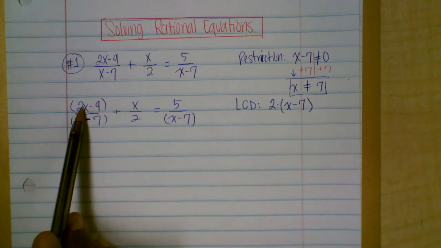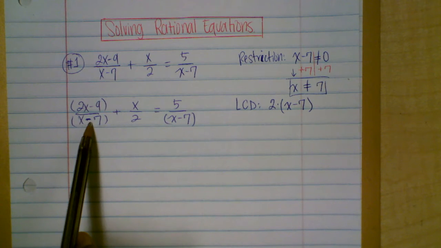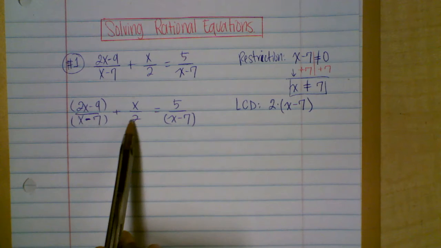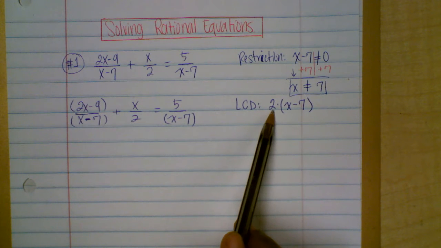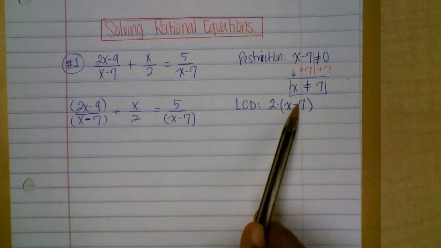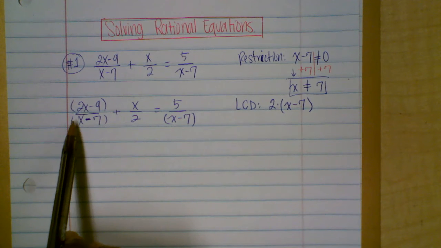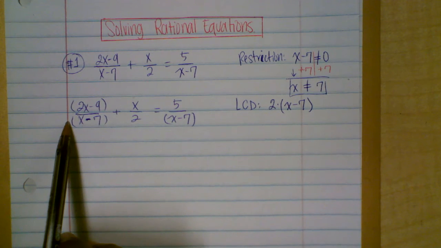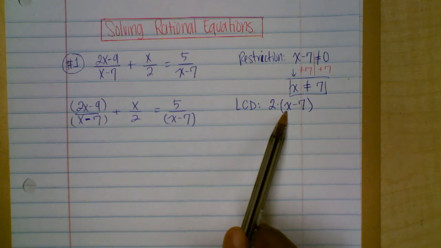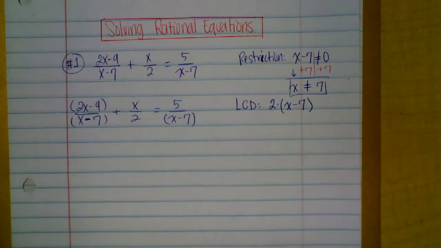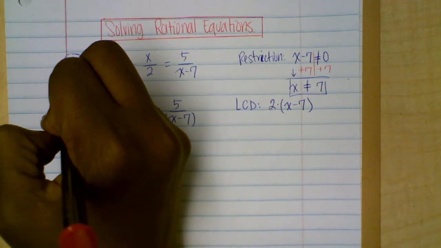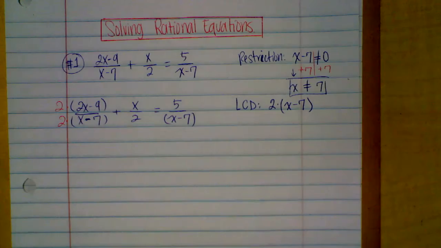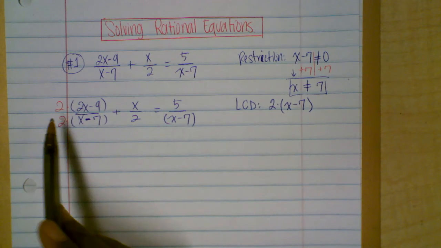Since the numerator and denominator are made of two terms, I use parentheses. Now I want each denominator to be 2 times x minus 7. The first denominator is just the factor x minus 7. So what do I have to do to end up with the denominator of 2 times x minus 7? You multiply by 2. Whatever you do below, you have to do on top, so that the rational expression remains the same. A number divided by itself is just 1.